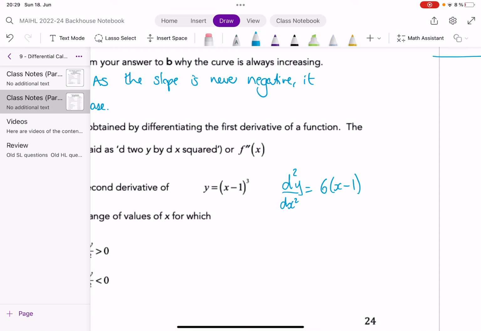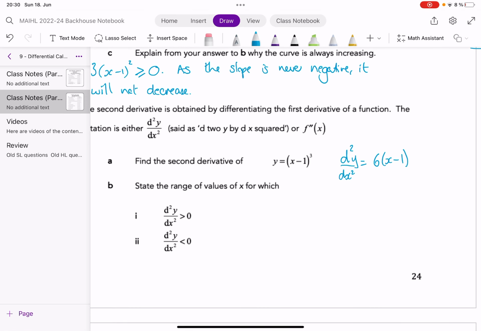So finding second derivatives isn't more difficult than finding first derivatives. It's just doing the process again. If you wanted, you could differentiate this again and we'll get the third derivative and so on. So it's not a whole new load of techniques.